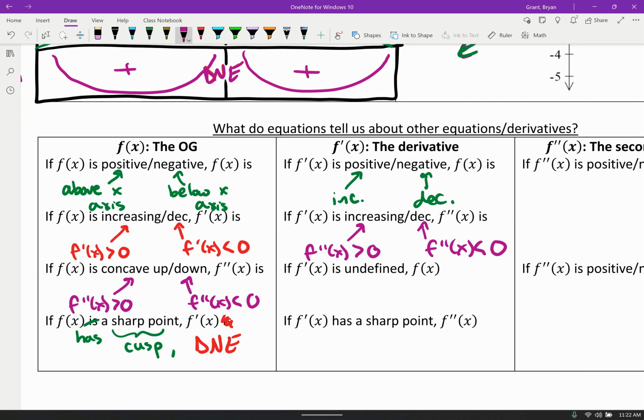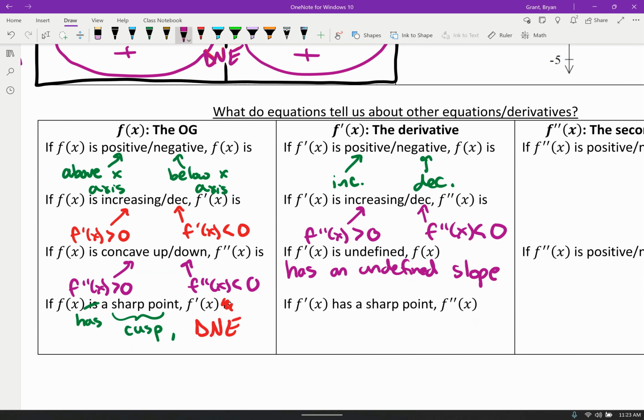If f prime is undefined, what does that mean about f of x? Well, that one's actually a little bit tricky because there are a few ways that it can show up. If f prime is undefined, it means that f of x has an undefined slope. And that can occur in several ways. That could be a cusp like we saw up above. It could also be just a jump discontinuity. There's no slope there as well. There's something weird going on with the graph of f of x. And last but not least, if f prime of x has a sharp point, which we also discussed up above, then we know that f double prime does not exist.